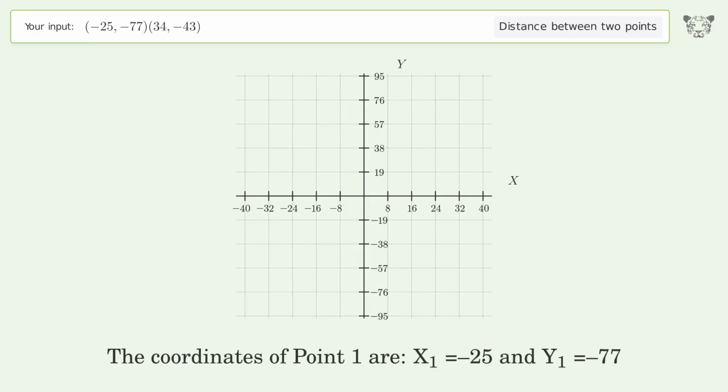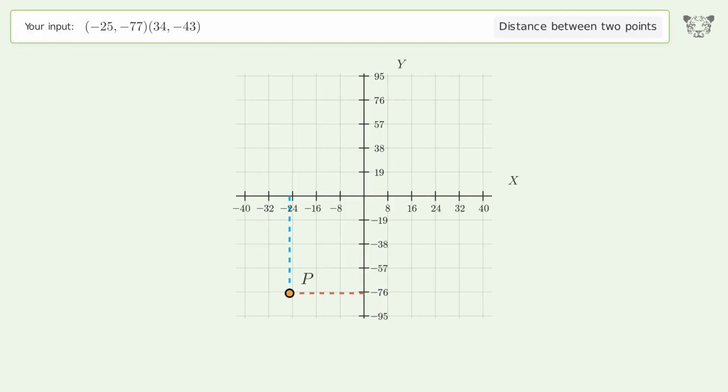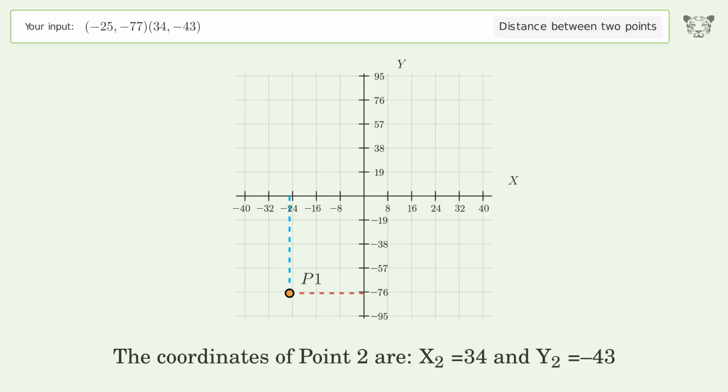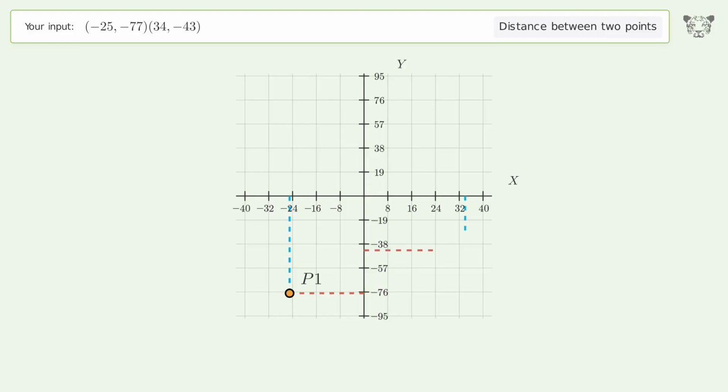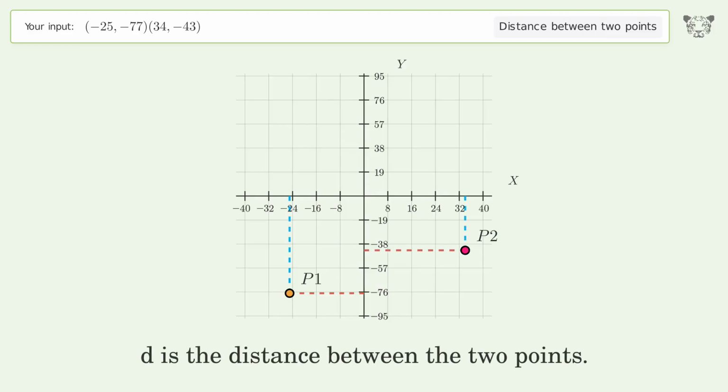The coordinates of point 1 are x1 equals -25 and y1 equals -77. The coordinates of point 2 are x2 equals 34 and y2 equals -43. D is the distance between the 2 points.